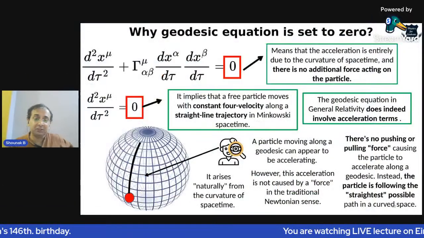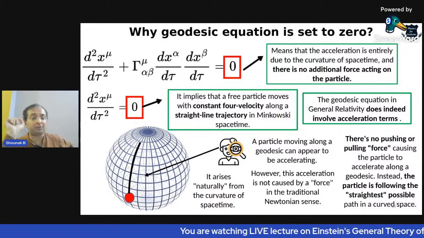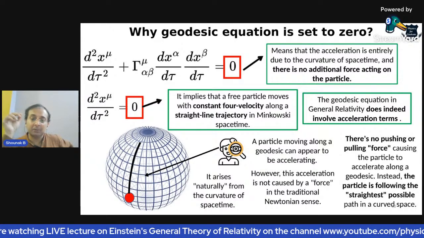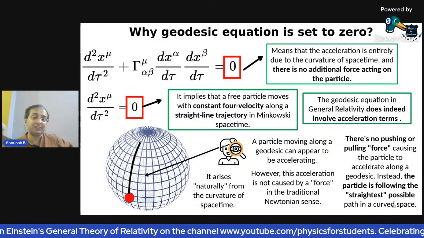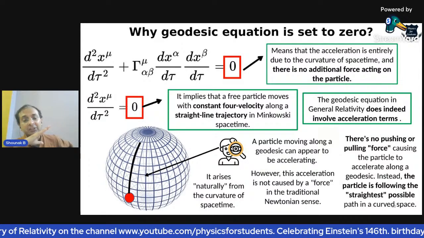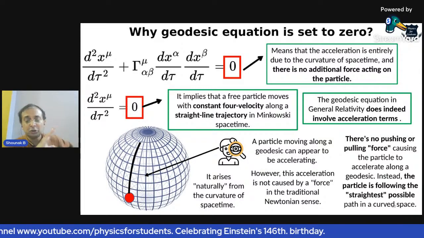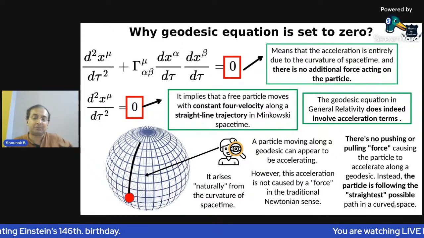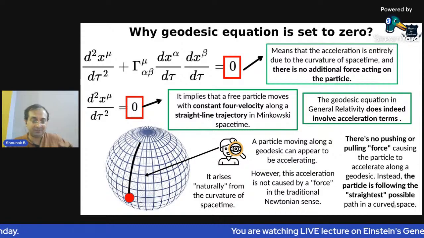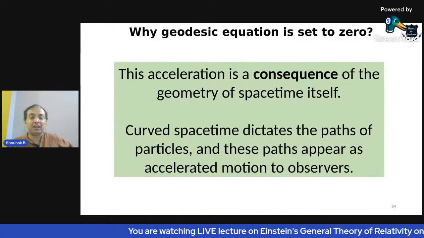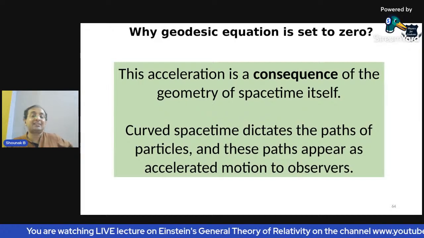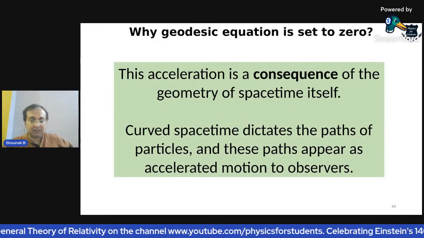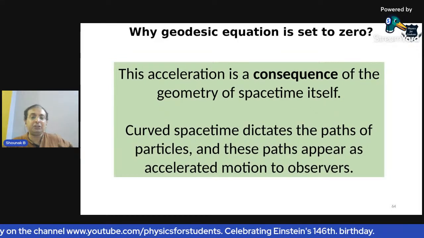And the particle here, you can see, is following the straightest possible path. But because of the curved sphere, which has positive curvature, a particle moving along a geodesic appears, to the outside person, to be accelerating. But the fact is that there is no acceleration. There is no pushing, no force that makes the particle accelerate, and it follows the straightest possible path. This is what is called a geodesic. This is a very interesting part. Here is a quick note: acceleration is just a consequence of the geometry of space-time itself, and the curved space-time actually tells you where you will move.